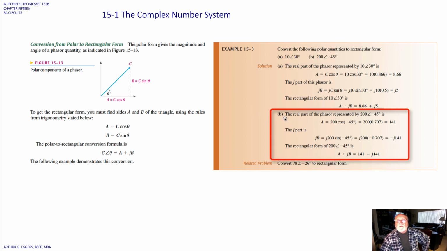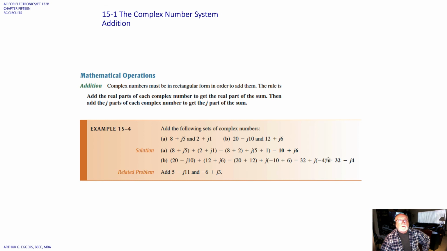If we do the same thing for example B, again we're starting at 200 at an angle of minus 45 degrees. Decompose it into its A and B sides, real and imaginary. For A, we get 141. For B, we get minus j141. So that is our rectangular relationship: A plus jB is equal to 141 minus j141.